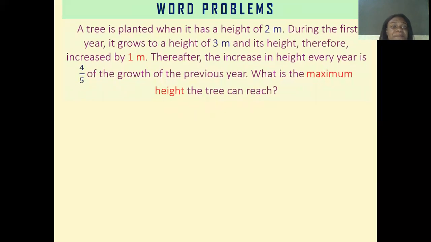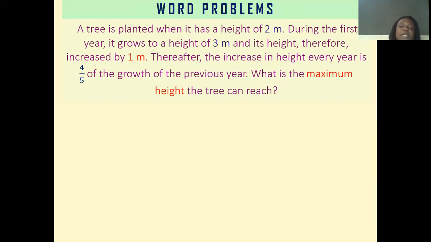Now, word problems. A tree is planted when it has a height of 2 meters. During the first year, it grows to a height of 3 meters, and its height therefore increased by 1 meter. Thereafter, the increase in height every year is 4 over 5 of the growth of the previous year. What is the maximum height the tree can reach?